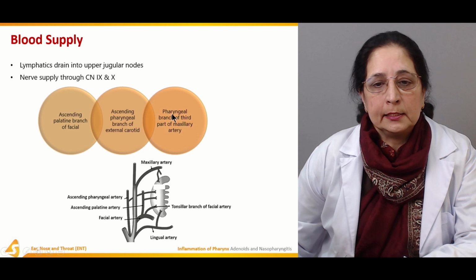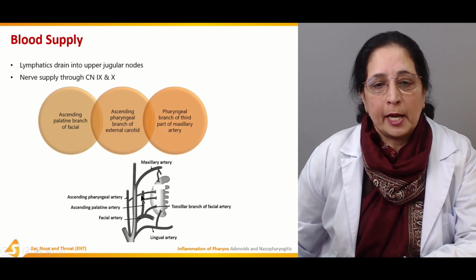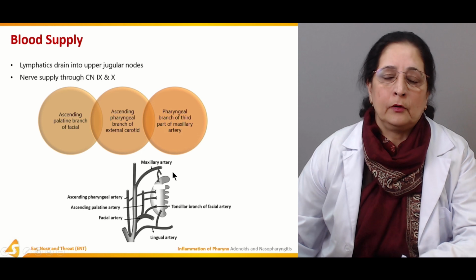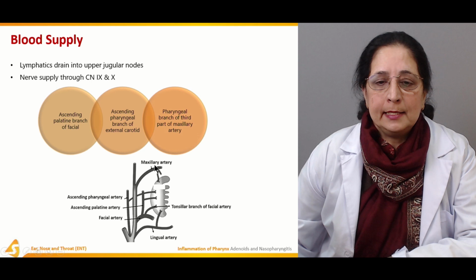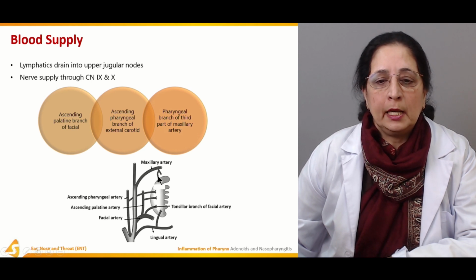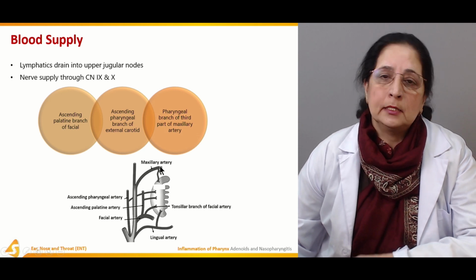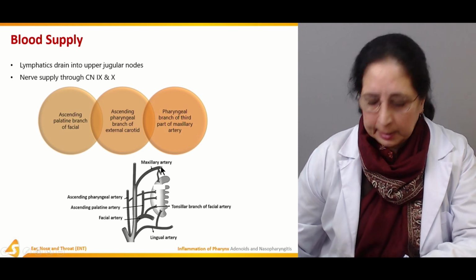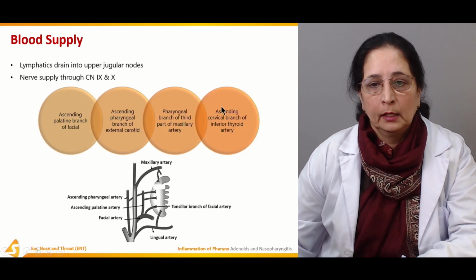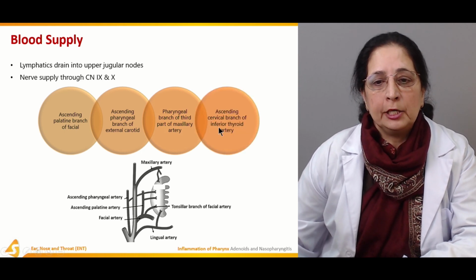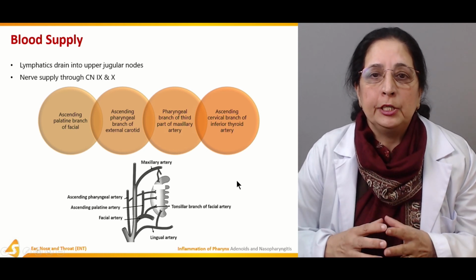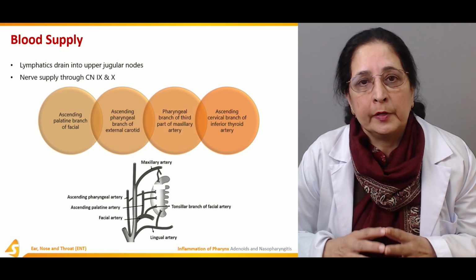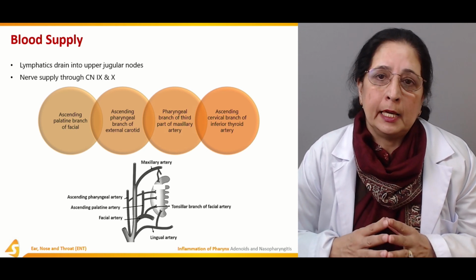Another artery that supplies the adenoids is the pharyngeal branch of the third part of the maxillary artery. Here this is the maxillary artery and this is the branch given to the adenoid from its third part. This is also supplying blood to the adenoids. Then the ascending cervical branch of the inferior thyroid artery. So the cervical branch of the inferior thyroid artery also supplies the adenoid.